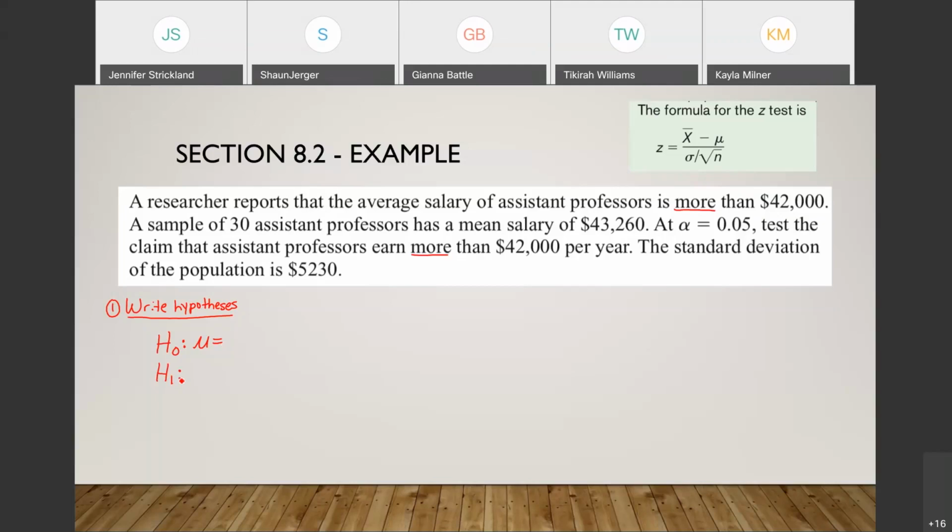So it says that we want this thing to be more than 42,000. So more than, to me, is a greater than. Right, so more than 42,000. I'm going to put that same number in for the null hypothesis. Okay. Any questions on that part? I'm getting those two statements written from this paragraph.